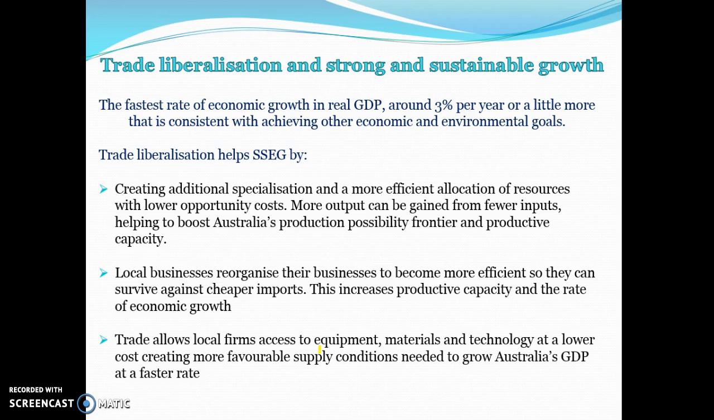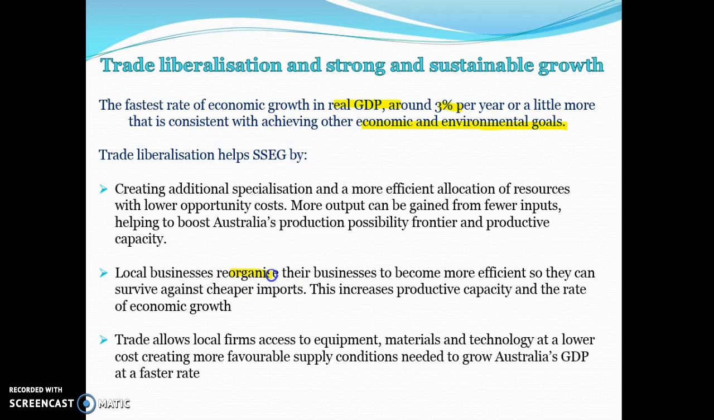In terms of strong and sustainable growth, it's the fastest rate of growth in real GDP, generally around 3%, which also helps us to achieve other economic goals without jeopardising the environment. Trade liberalisation helps to improve stronger sustainable growth by increasing specialisation. So we specialise in areas that we're good at or more efficient. That allows us to maximise output with fewer inputs, helping to boost our PPF.